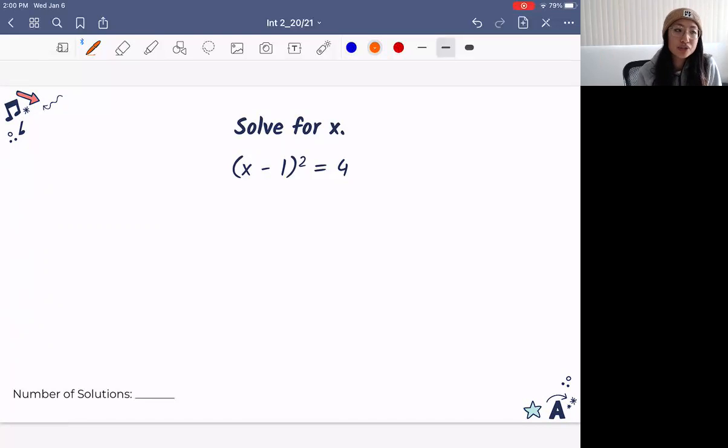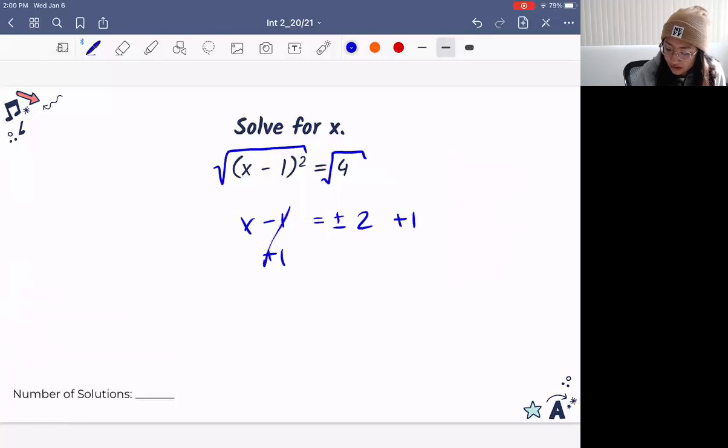It was similar to the past two problems that we have done. So again, you can pause the video and I will give the solutions after. Okay, so in this, I'm going to square root both sides. I get x minus 1 equals positive or negative 2. Add 1 on both sides. I get x equals positive or negative 2 plus 1, and then I have two solutions.